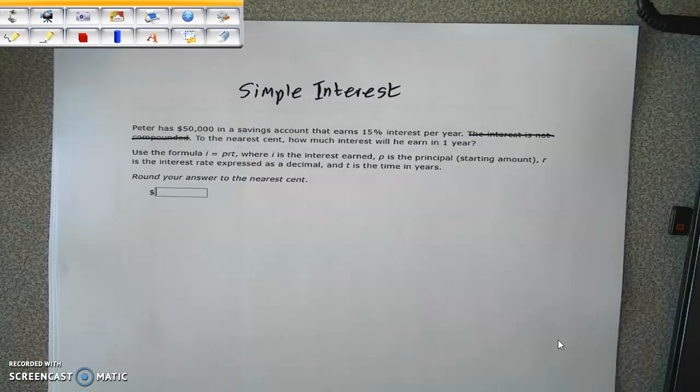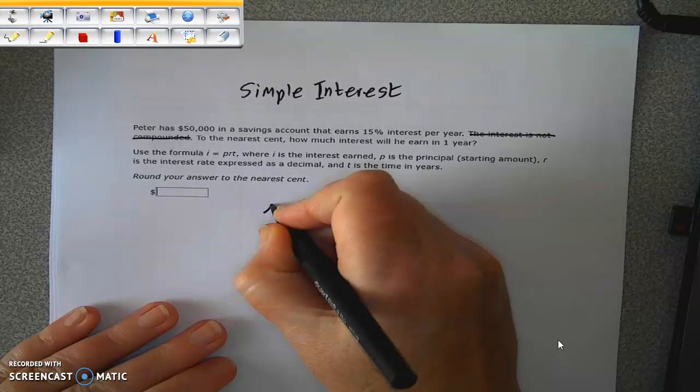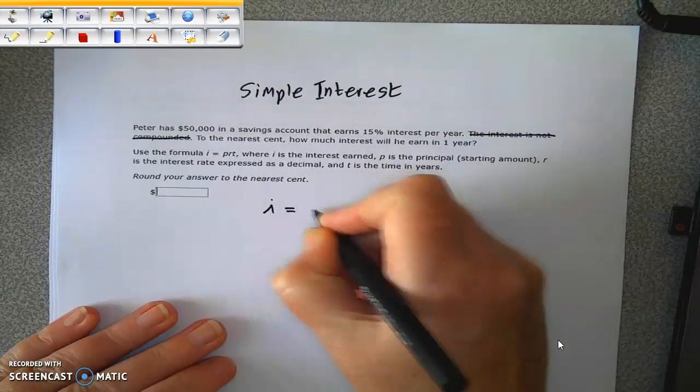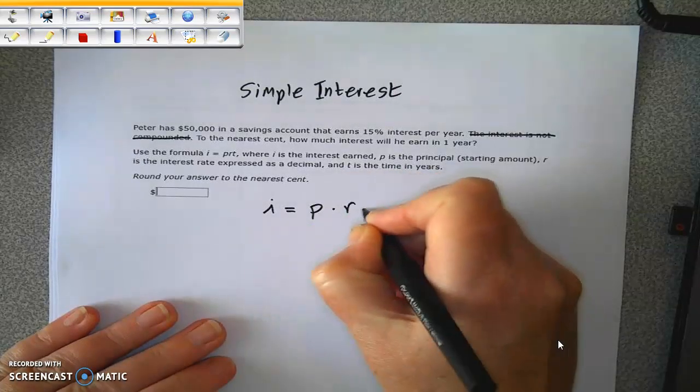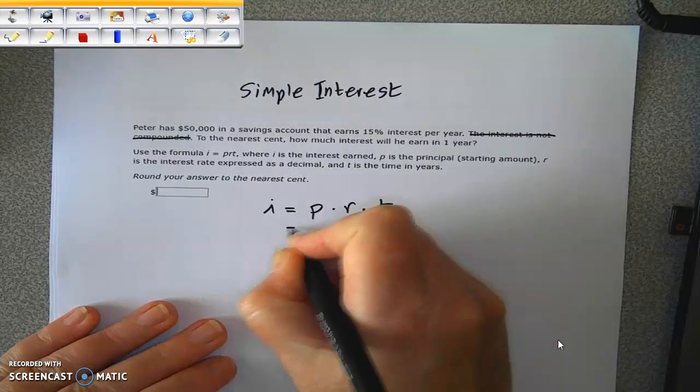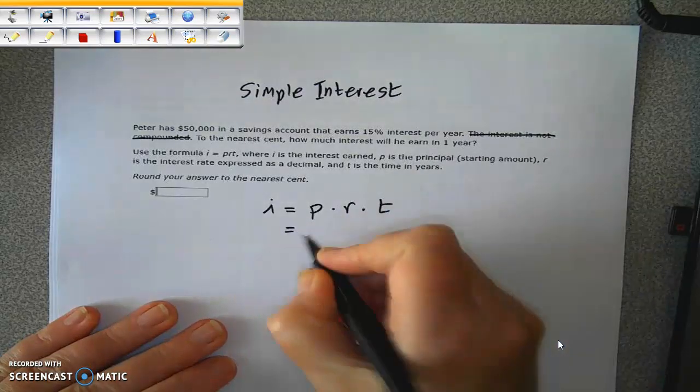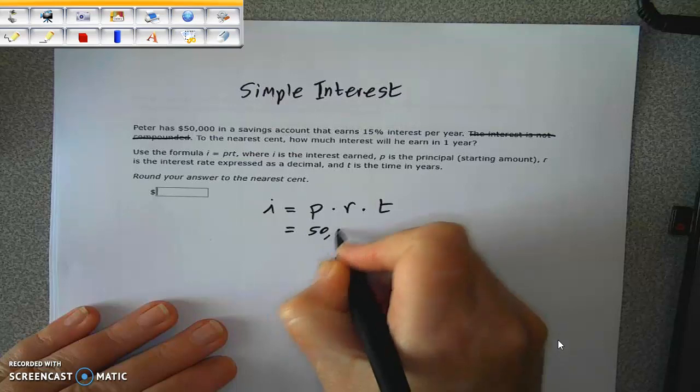We use the formula I equals PRT, where I is the interest, P is the principal, which is the amount you put into the account, R is the interest rate as a decimal, and T is the time in years. So we're trying to work out the interest. So I is P times R times T. The principal is the starting amount. So that's $50,000.